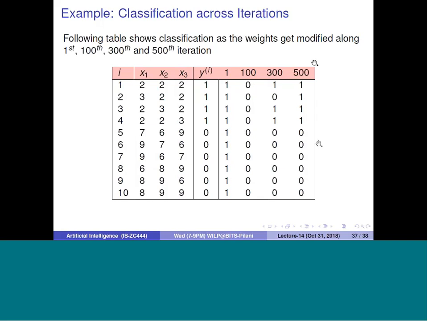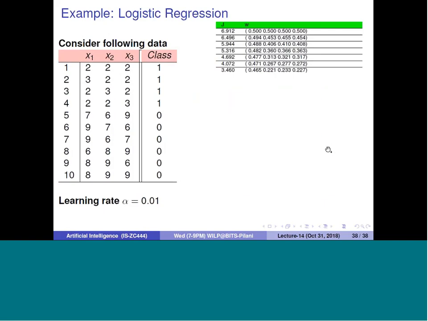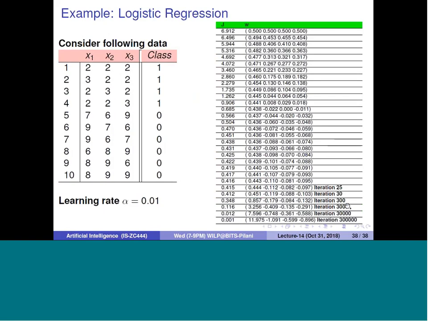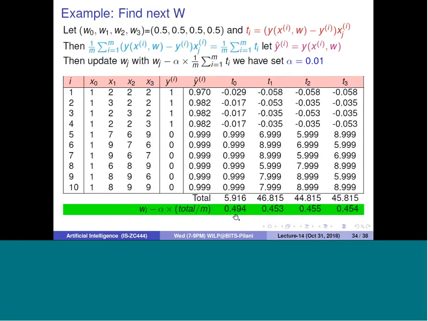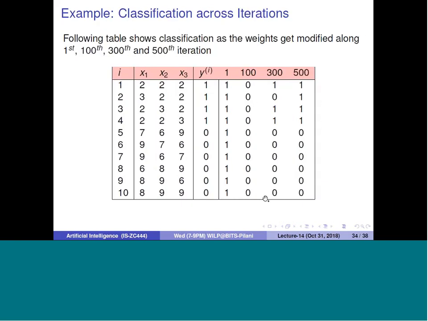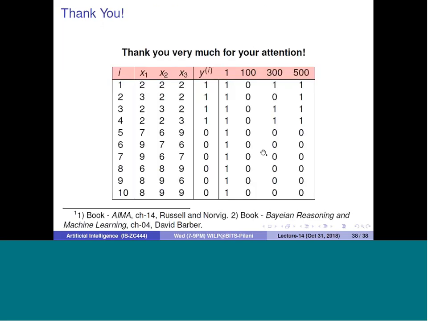And even if you go ahead after 500 iterations, you see that the error is becoming smaller, meaning the boundaries are getting tighter, but your classification has already become correct. So this is how your classification changes as you progress. All right. So is that clear to you?